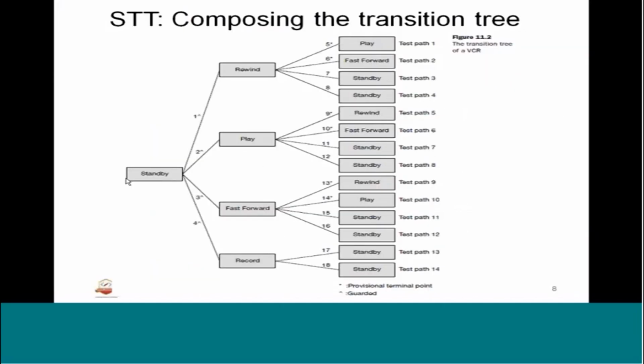So we have about 14 test paths starting from standby, and its substates are rewind, play, fast forward, standby, and so on. Play also has its own. So all these combinations. We have seen the different paths taken in the state event transition tree, where the primary event is standby, then we have rewind, play, fast forward, record, etc. All these paths have to be tested.